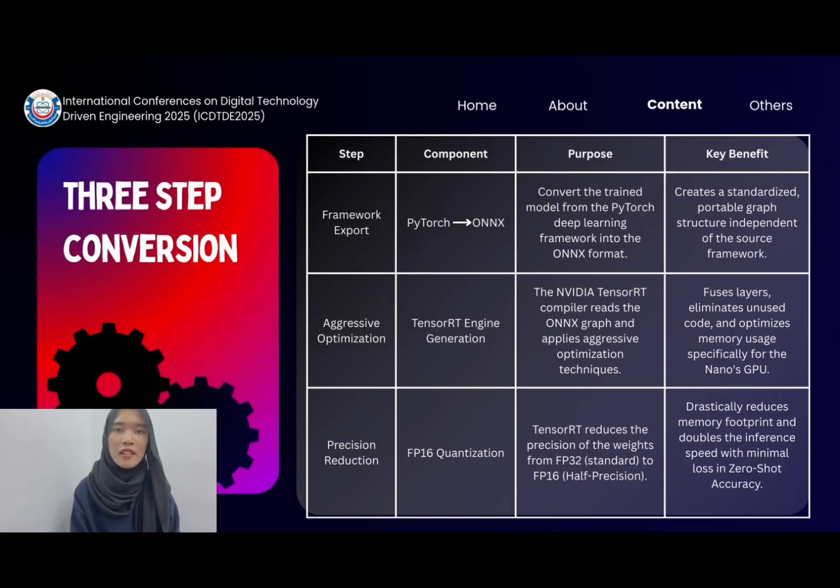For step 3, precision reduction. Finally, TensorRT reduces the numerical precision of the weights from FP32 to FP16, or half precision. This drastically cuts the memory footprint and effectively doubles the inference speed with almost no loss in our critical zero-shot accuracy.